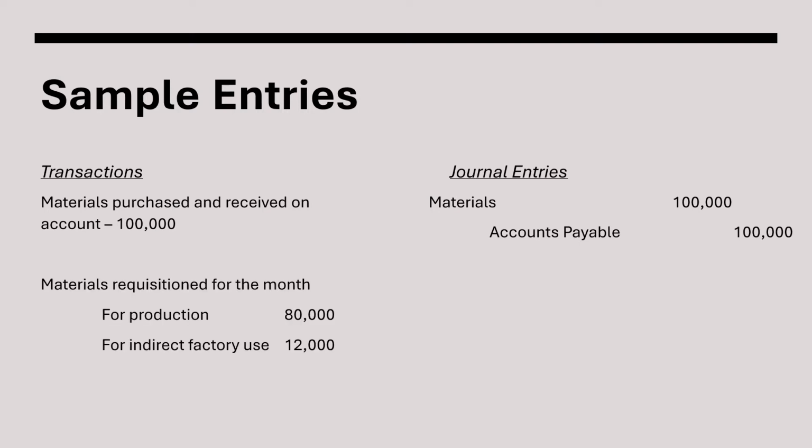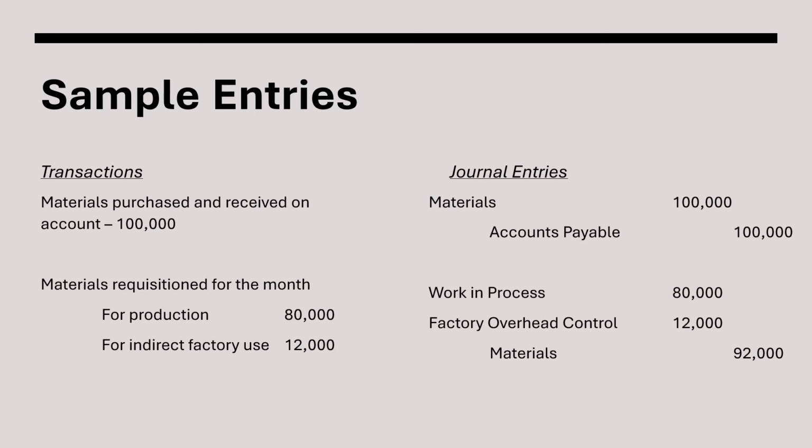So first is on materials purchased that is assumed to be received on account. Similarly, like in basic accounting, the journal entry would be to debit materials and to credit accounts payable. So if it's not received on account and paid in cash, you just simply replace accounts payable with a cash account. So how do you record materials requisitioned for the month?